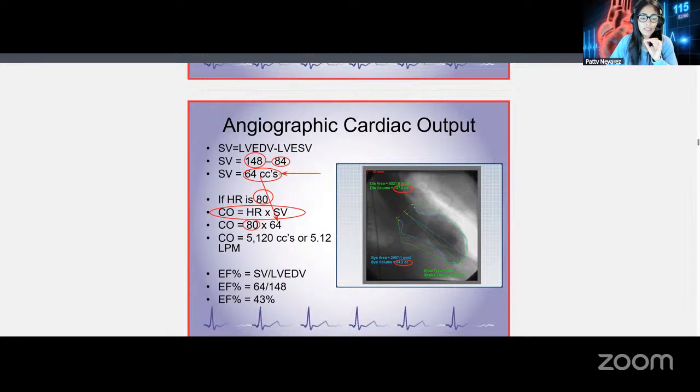I have cc's. Remember, cardiac output is liters per minute. CC equals milliliter. Let me just type it in here because you might need to remember this. Let me erase everything here. So in this cardiac output formula, I am going to multiply 80 by 64, and my result is 5,120 cc's. But that's not my unit for cardiac output. So I need to convert into liters per minute.